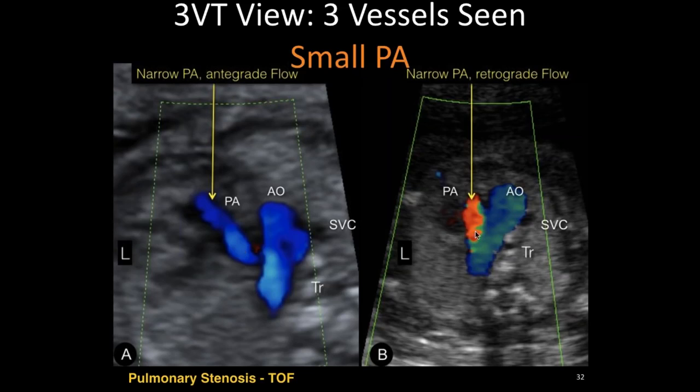If you have reverse flow in the pulmonary artery, as you see right here, the spine is posterior, ascending aorta right here, aortic isthmus, and there's reverse flow through the ductus into the pulmonary artery. You start thinking about pulmonary atresia here. In cases of pulmonary atresia, it could be a blue type tetralogy of Fallot or just cases of pulmonary atresia.